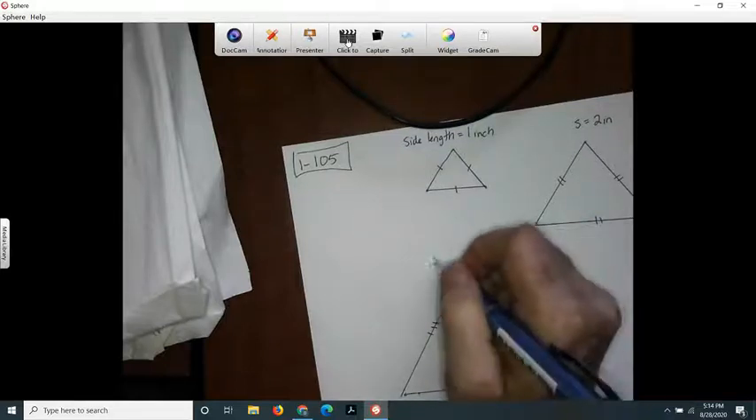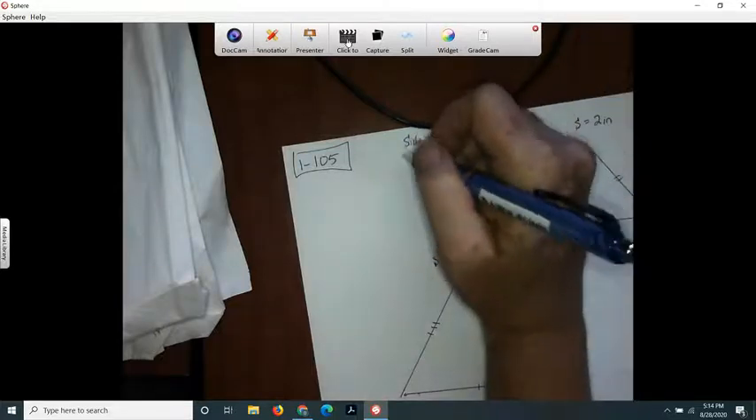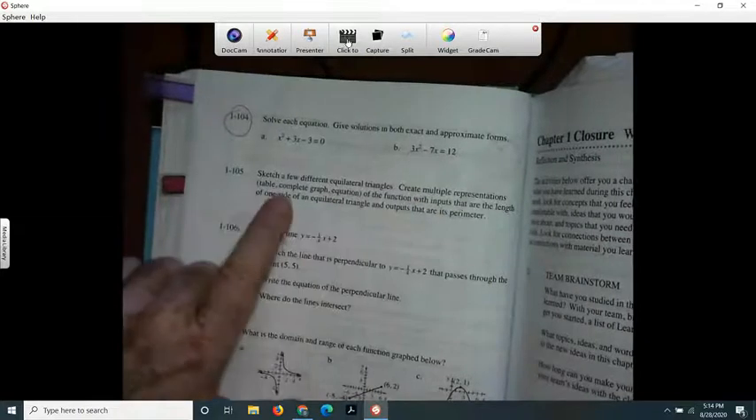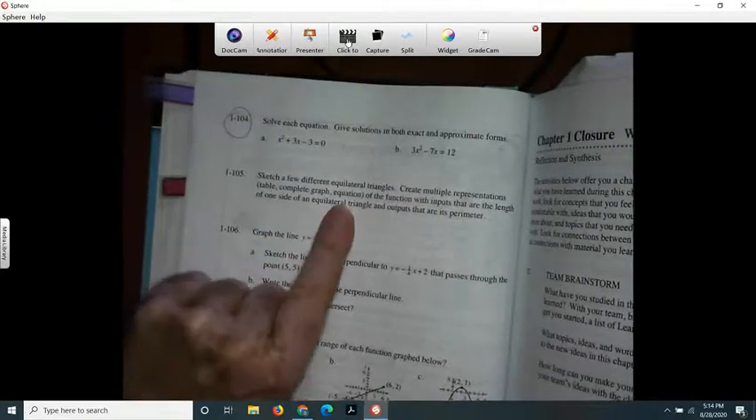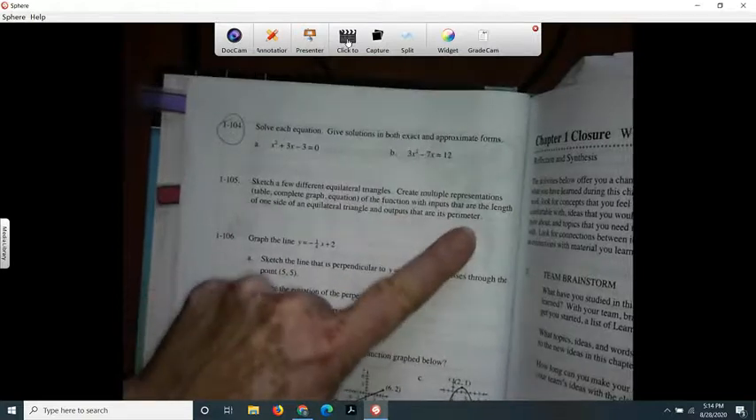So the little S's, that's what I'm going to use for side length. So let's go back. Now that I've sketched a few, what did it say again? It said sketch a few different equilateral triangles. Done that. Create multiple representations. I need a table, a complete graph, and an equation of the function with inputs are the lengths of the sides. Outputs are the perimeter. So inputs are the lengths of the sides, like the ones that I labeled S. Output is perimeter. So I'm going to write a little P for perimeter.